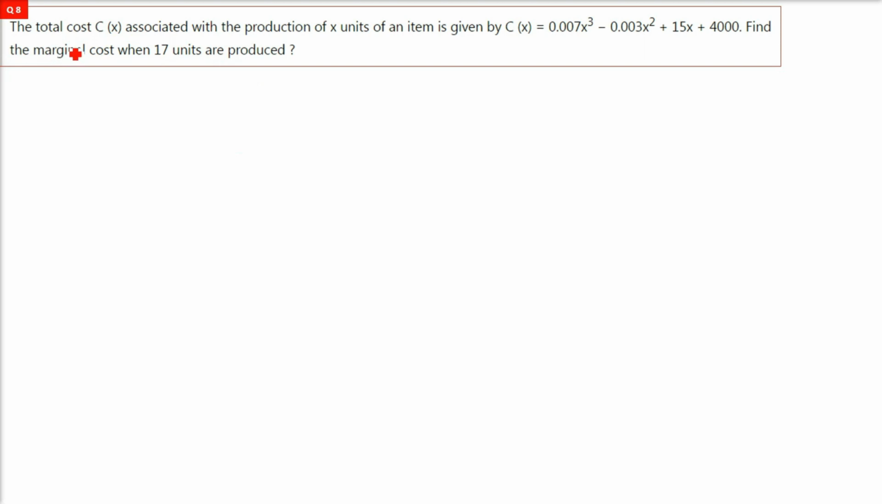The total cost C associated with the production of x units of an item is given by C(x) equals this. Find the marginal cost when 17 units are produced. There is no catch or trick in this question. Simply differentiate and place x as 17 when the differentiation is completed. So dC by dx you have to do, because this is the production of x units of an item and the total cost is already provided. So for the marginal cost when 17 units are produced, we have to differentiate it.